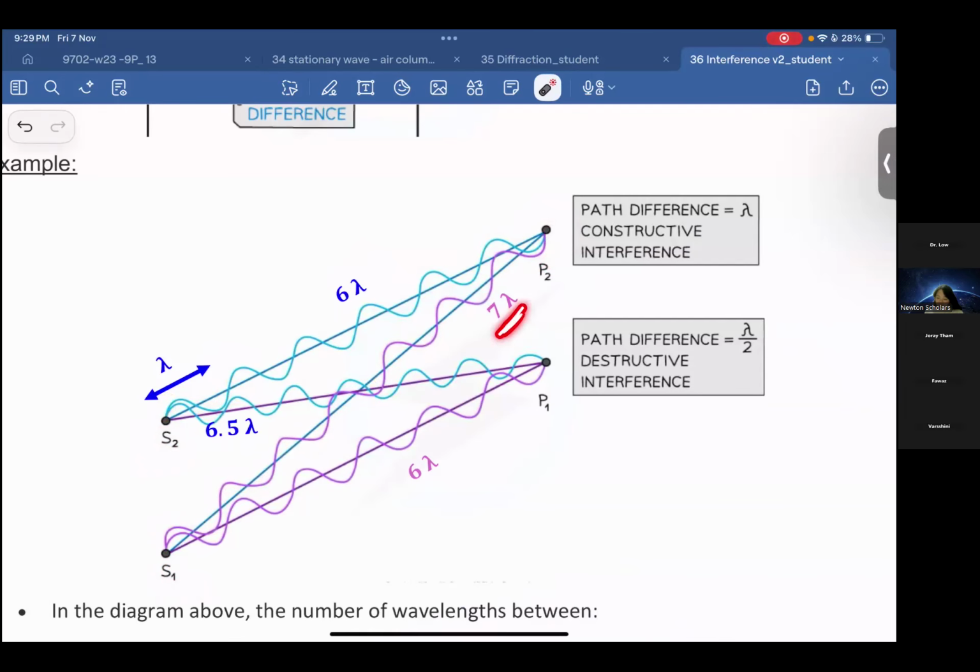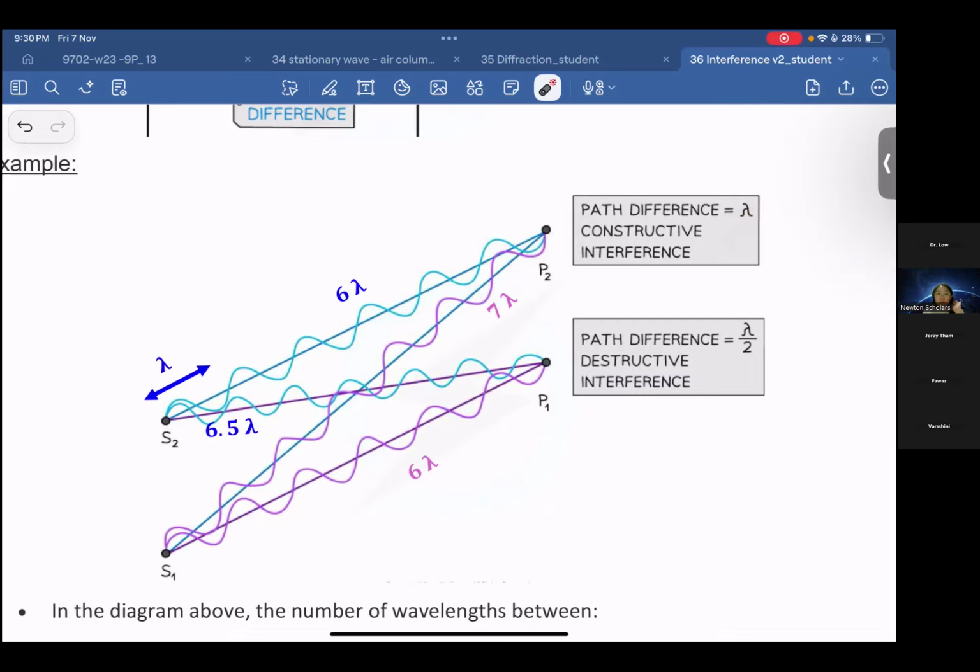So 7 minus 6, this is their path difference. That means the S1 wave travels one complete wavelength more compared to the S2 wave. So at the end, can you see here crest meets with crest. So this part actually crest meets with crest. So at the end, we get a constructive.